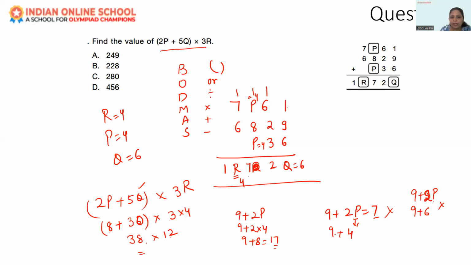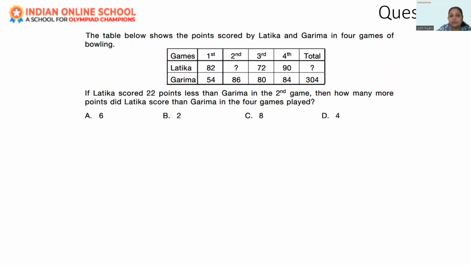So now 12 times 8 is 96. So I will write 6, and 9 will carry forward. 12 times 3 is 36. 36 plus 9 is 45. So 456 will be its answer. Fine. So this is also an interesting question. Okay, next one. So let's do it now.